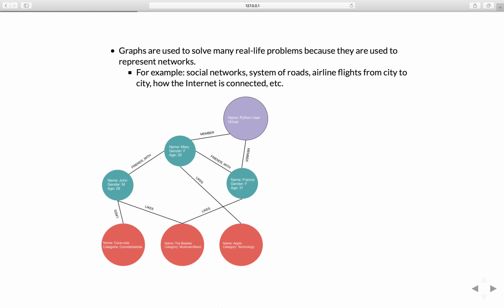For example, social network sites like Facebook or LinkedIn are built using the concept of graphs. Below is an example of a graph representing a social network connection. A system of roads like Google Maps is also built using graphs. Other examples are airline flights from city to city, or how the internet is connected. There are a lot of applications built on top of graphs, so that is the graph data structure.